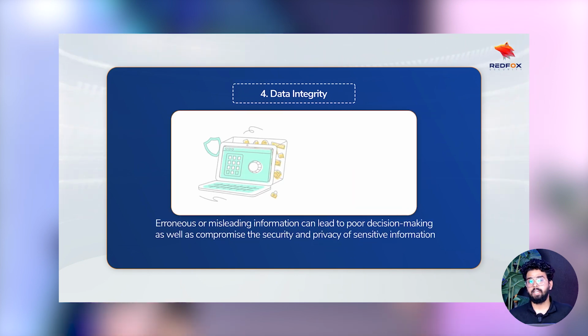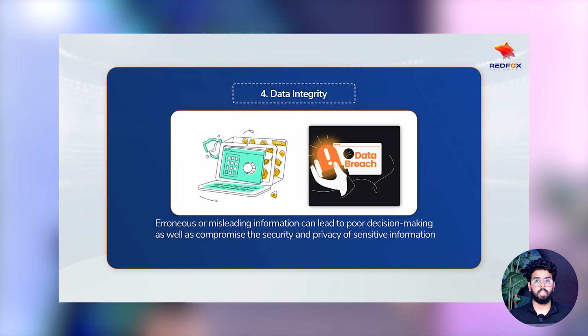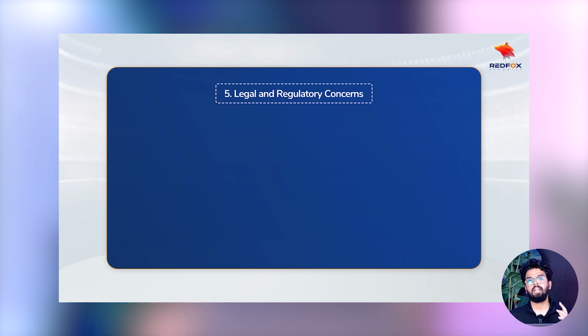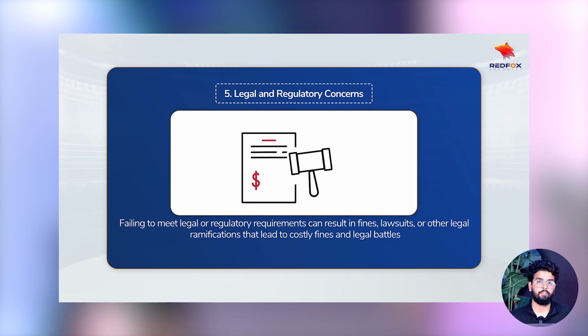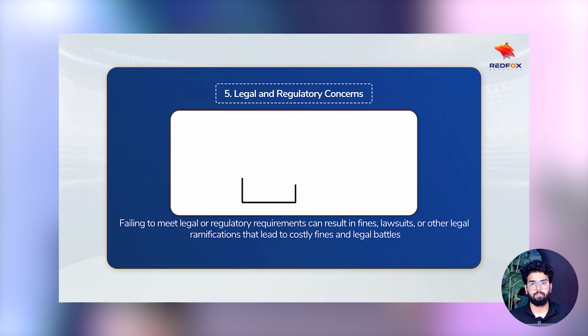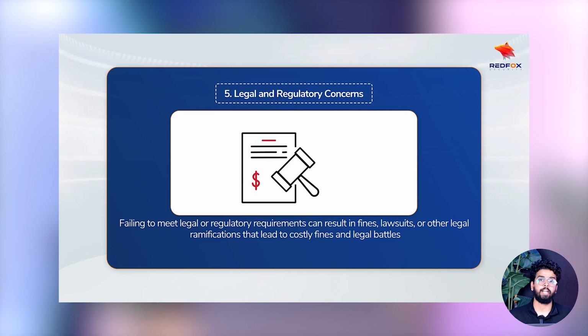Fourth one being data integrity. Erroneous or misleading information can lead to poor decision making as well as compromise the security and privacy of sensitive information. Fifth are legal and regulatory concerns. Failing to meet legal or regulatory requirements can result in fines, lawsuits, or other legal ramifications that lead to costly fines and legal battles.